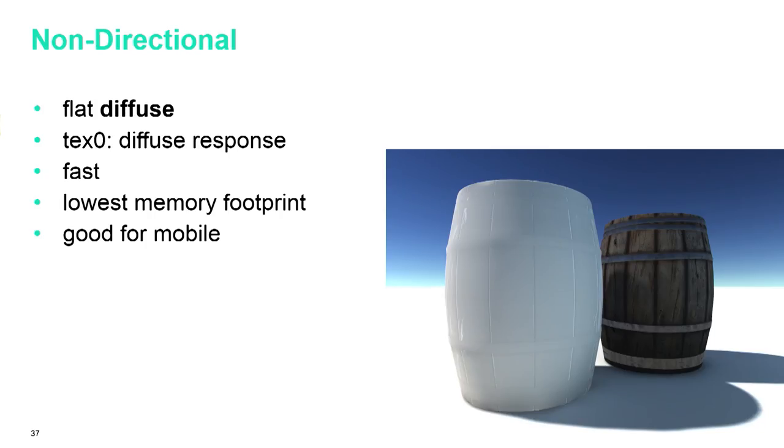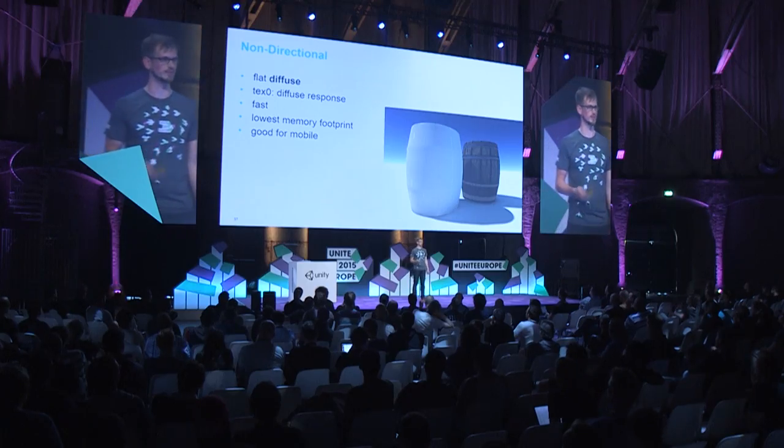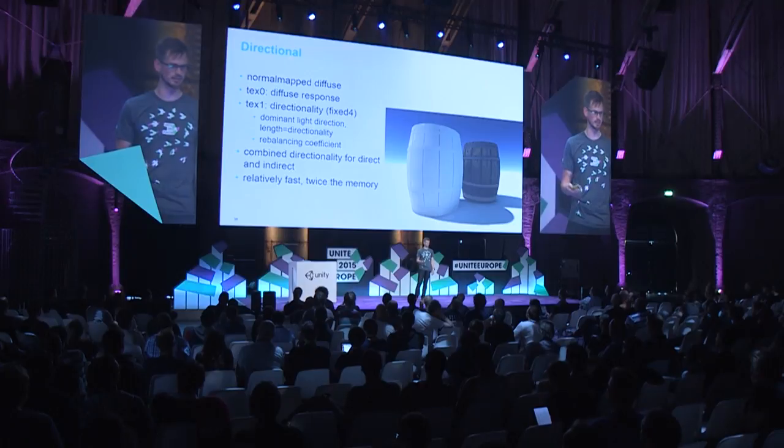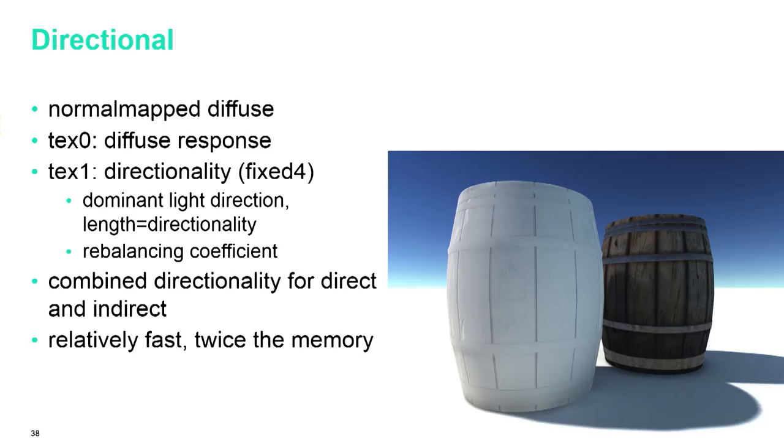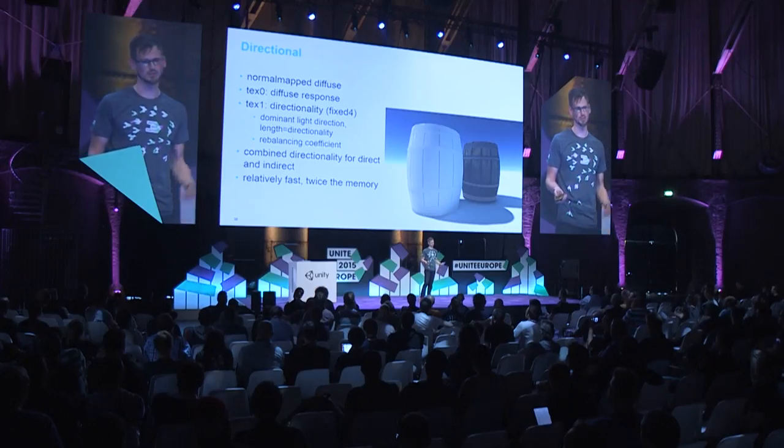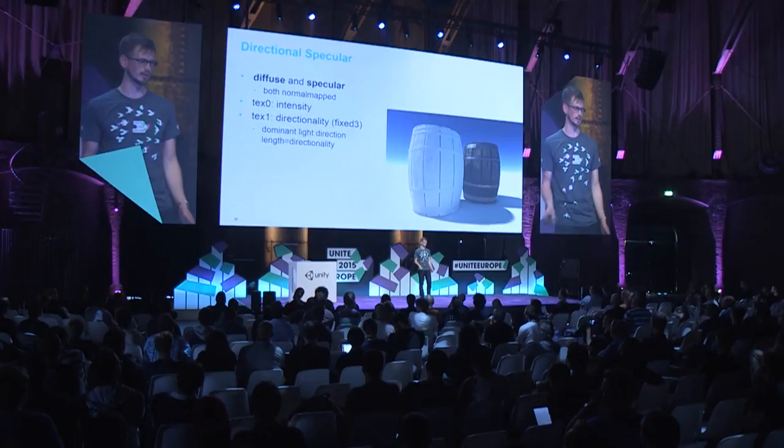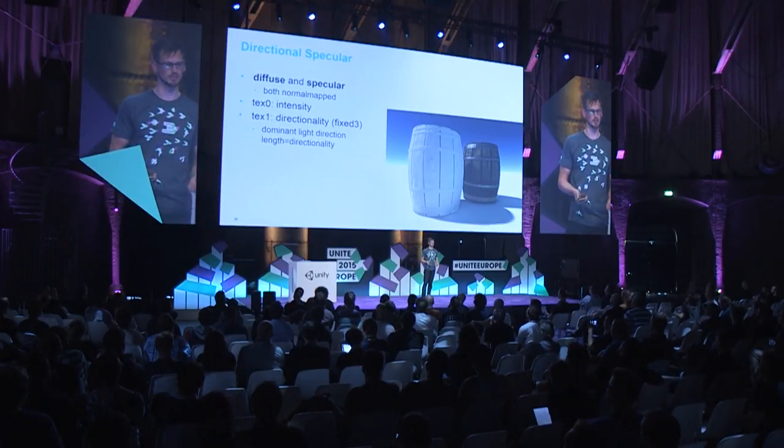But this is usually good for mobile, so you probably don't have the performance to do that if you go with this route. Instead, you should consider the directional mode, which has twice the memory footprint, because we store both a light map for the incoming dominant light direction, and we store this factor about how much light is leaving the surface and how much of it is actually coming from the dominant direction. The rest of the light is assumed to be purely diffuse, so you will get normal mapping, but you will not get any specular. And this is also relatively cheap to do in the shader, but you'd pay for an extra texture lookup and some more math.